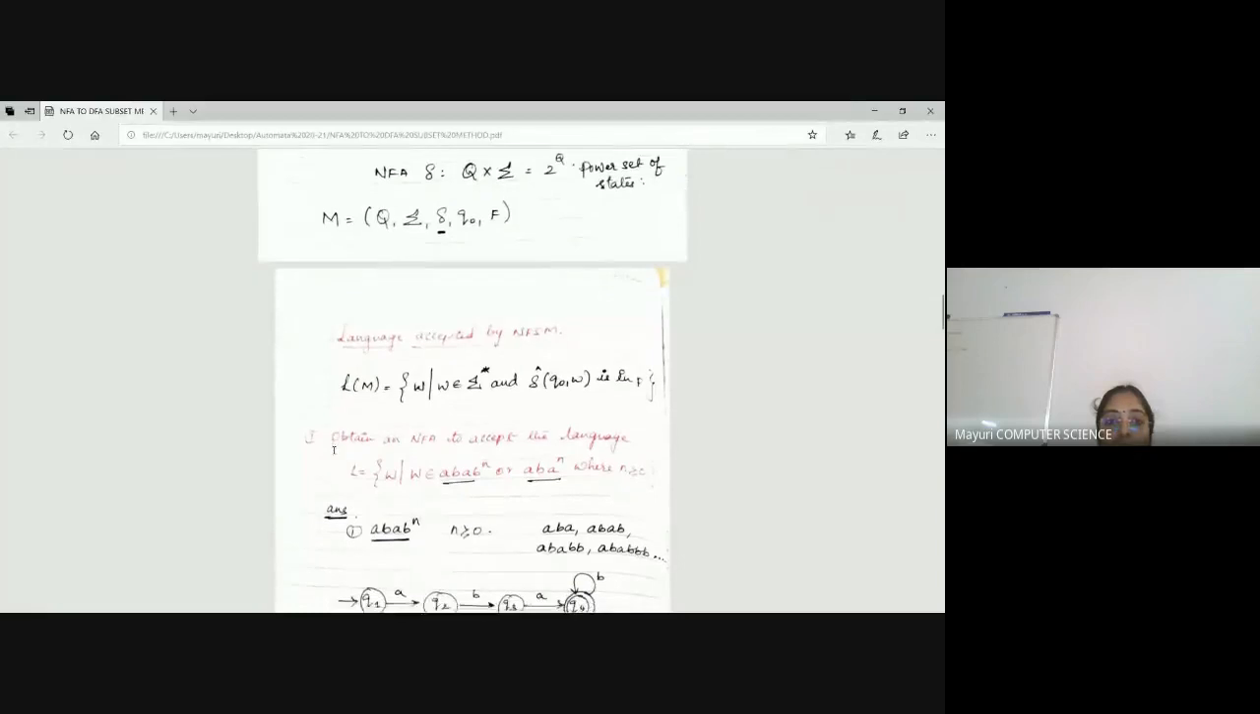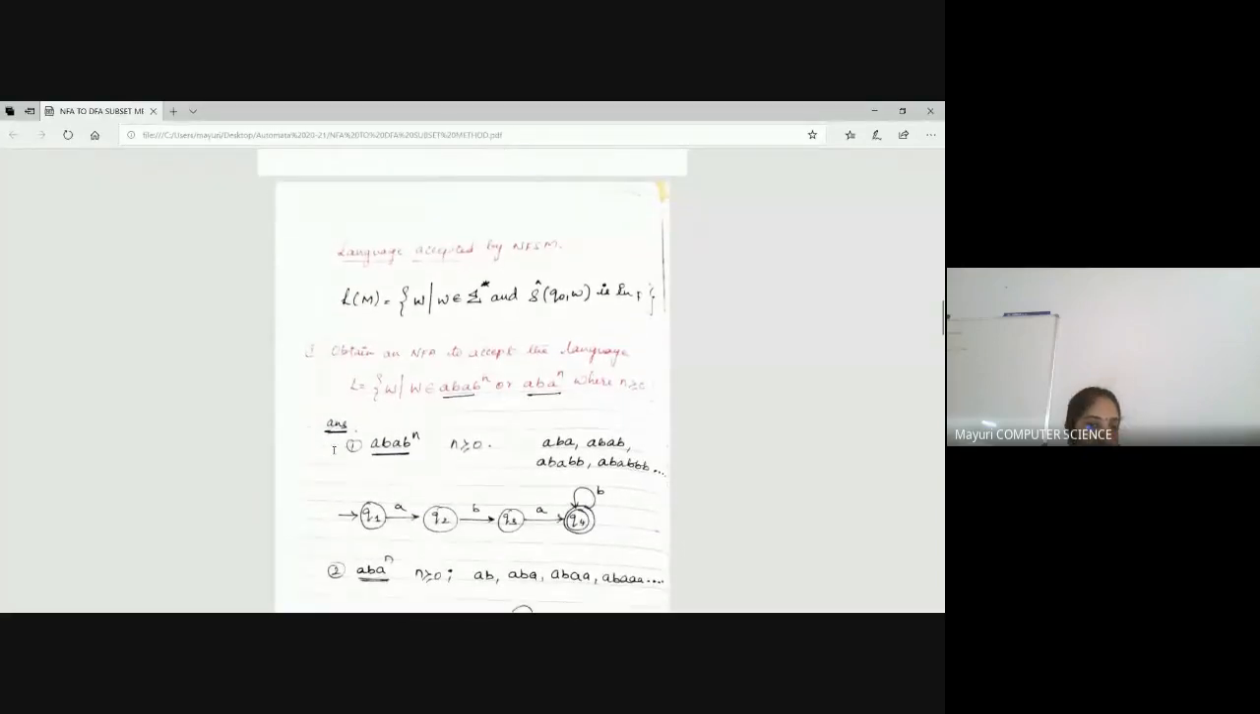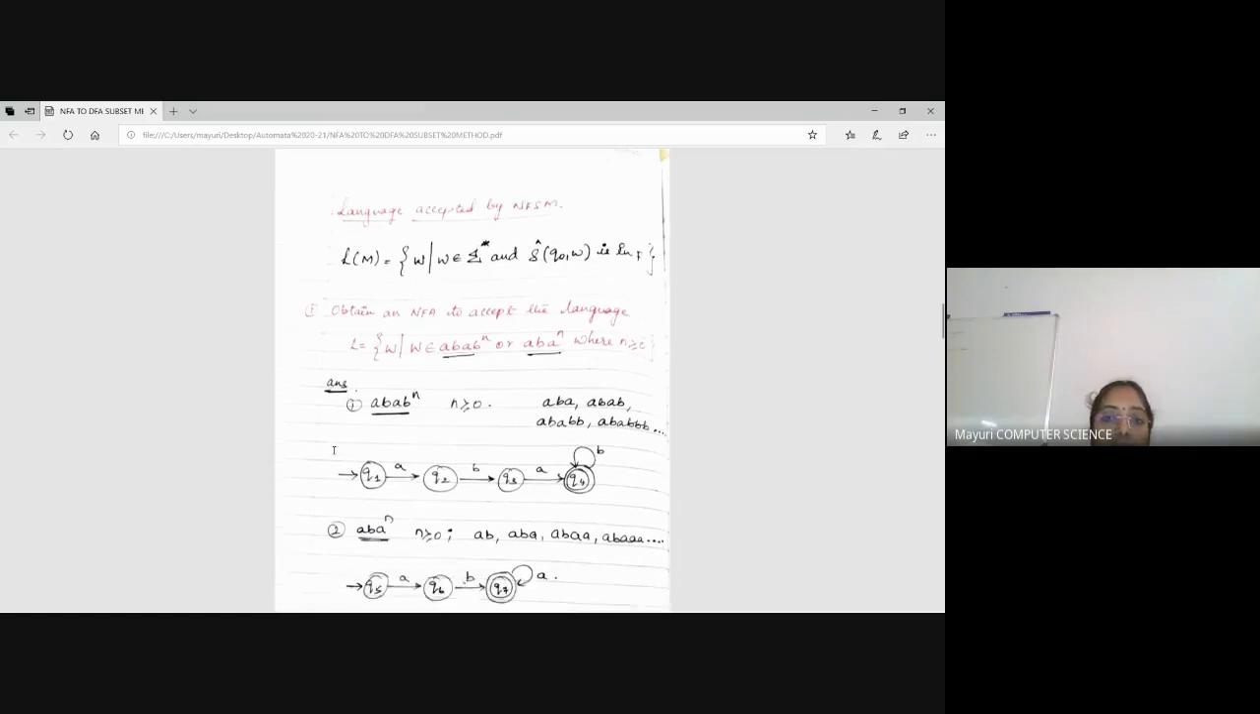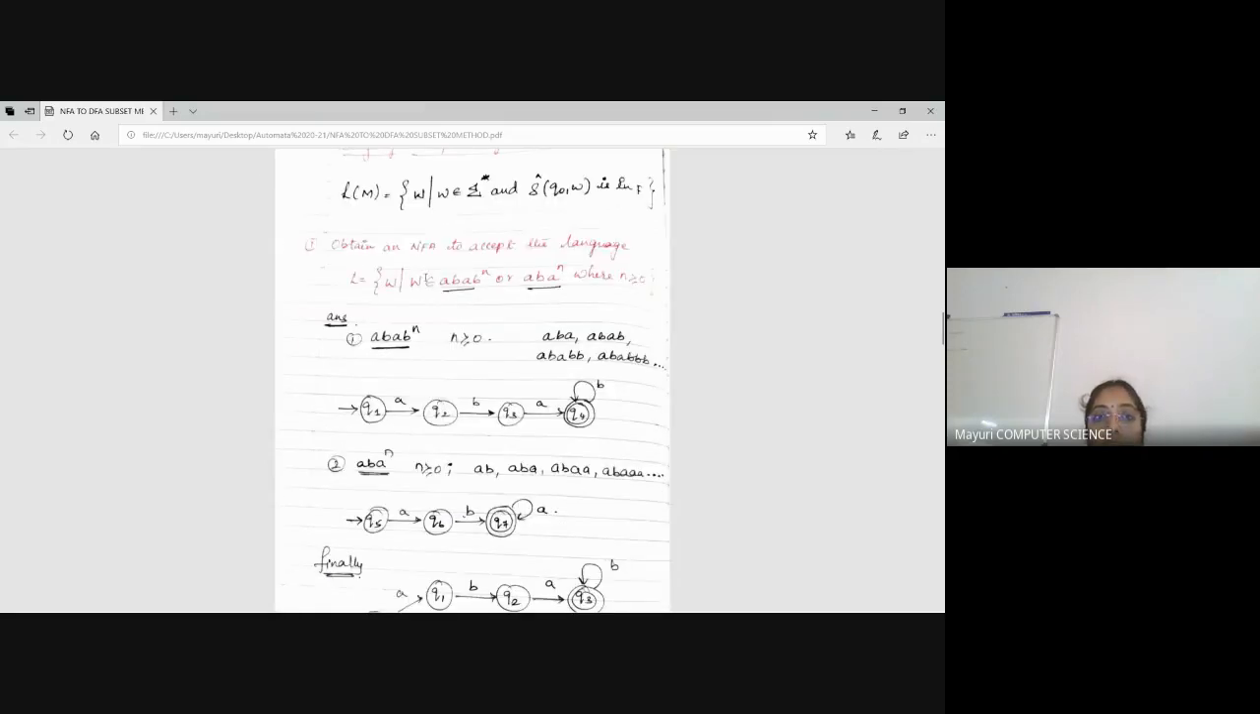So we have 3 examples of NDFSM. It's very simple. Then we'll just go for conversion of NDFSM into DFSM using subset construction method. You have 2 methods. One we will do today. Okay. Obtain an NFA to accept the language.